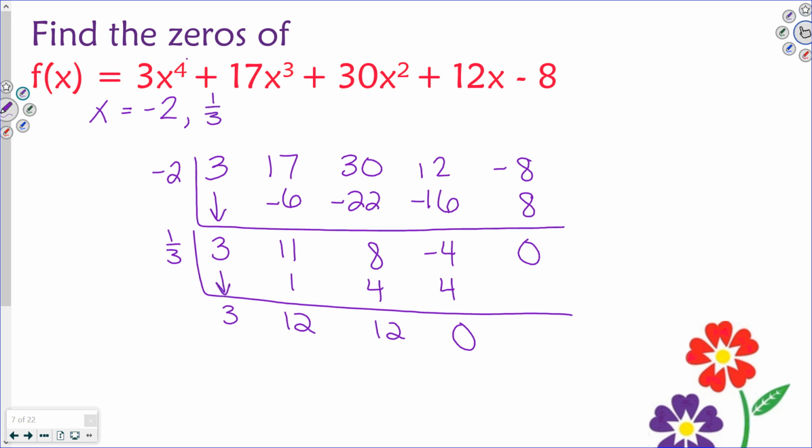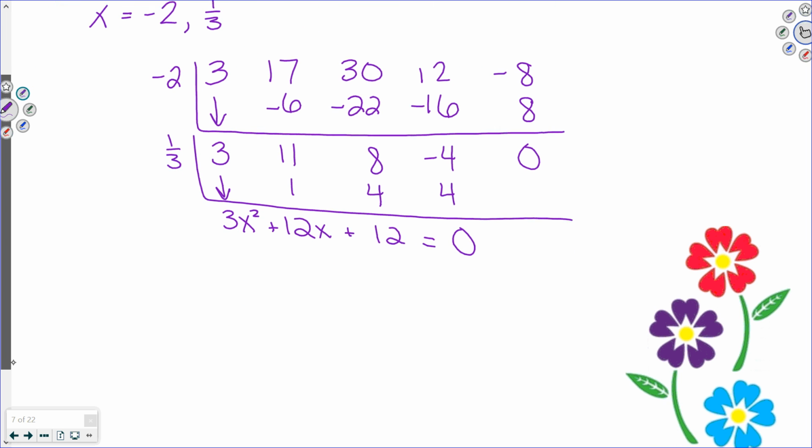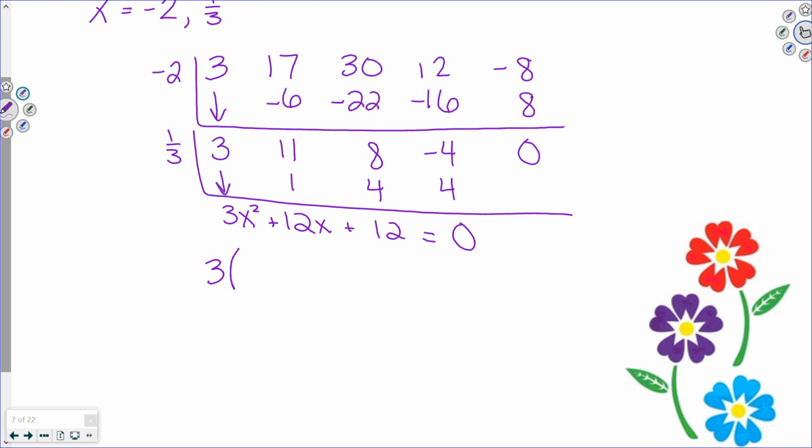All right, so I started with x to the 4th. I did synthetic twice, so I'm down to an x squared. So 3x squared plus 12x plus 12 equals 0, because I know I need to solve this. Okay, this looks like I should be able to factor it. So let's go ahead and try to factor. What's the first thing you want to do? GCF, take out a 3. x squared plus 4x plus 4 equals 0. Is that going to factor further? Good. It's going to be x plus 2, x plus 2.